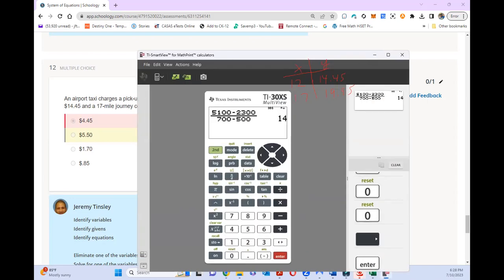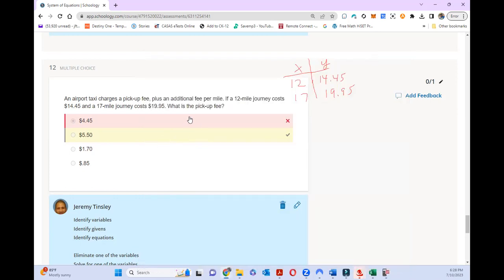So you're going to grab your calculator. There are two things you can do. What is the pickup fee? Remember, y equals mx plus b. You have some type of fee that's added on, plus a charge per mile. So what you're trying to find is the y-intercept. We don't have it right now, because the y-intercept is when x is equal to 0. So what we have to do is find the equation of the line.